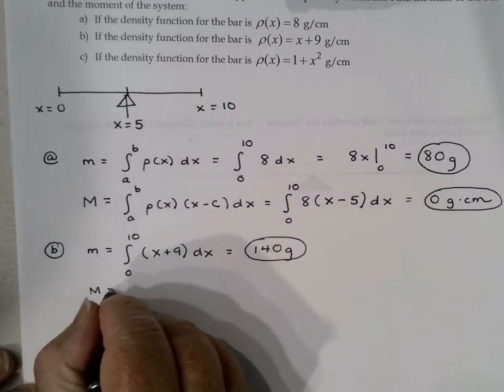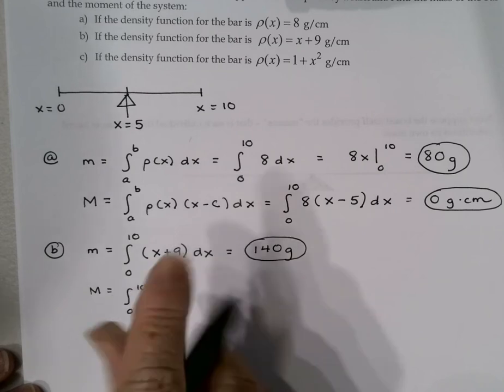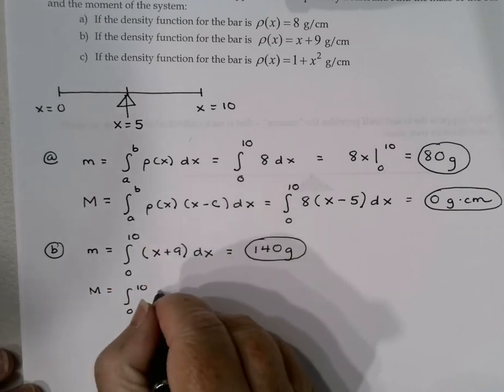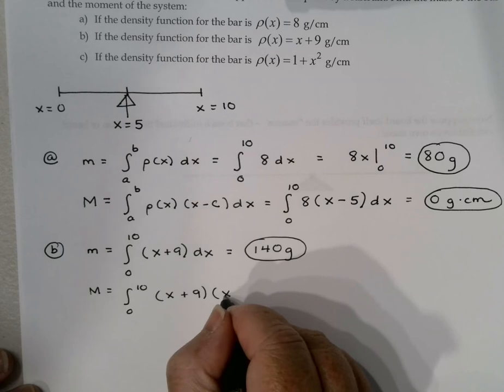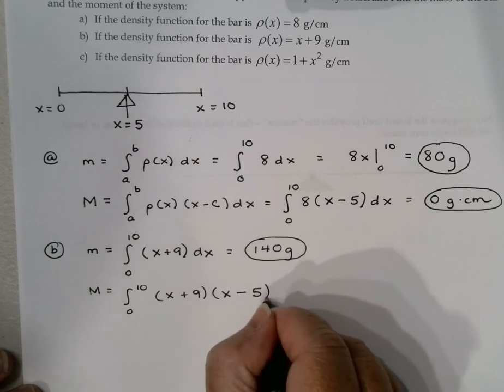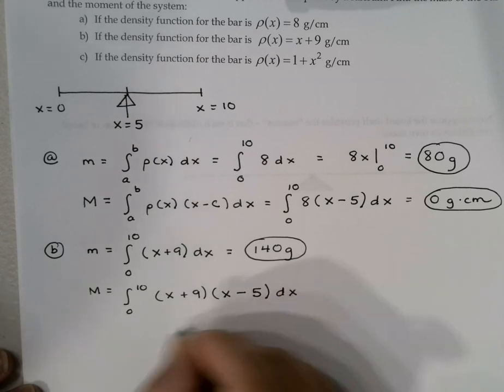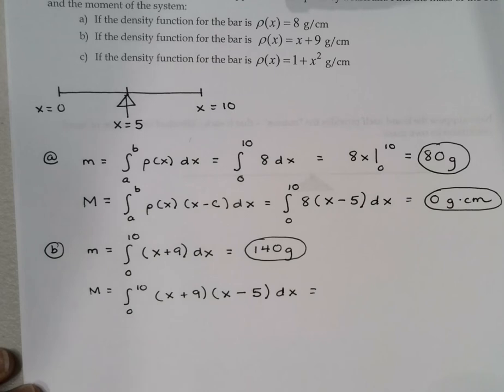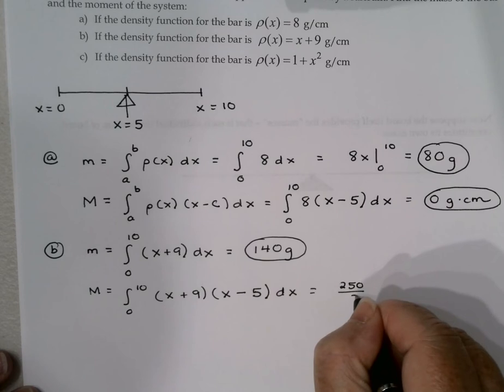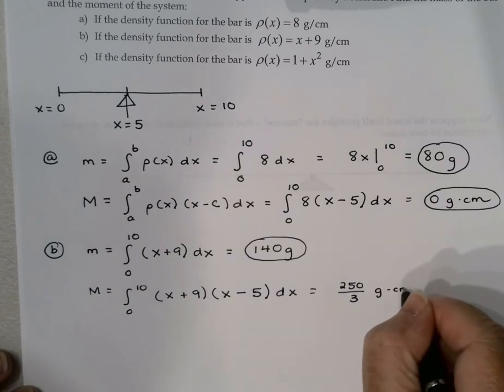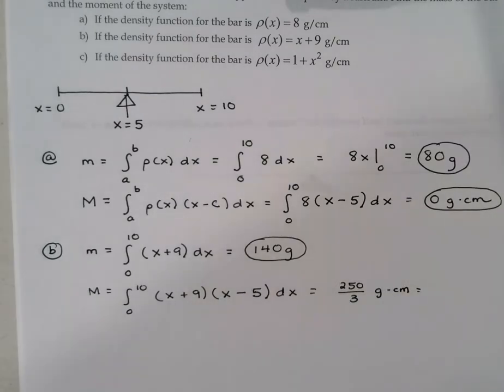The moment, density times x minus c. x plus 9 is my density. x minus the position of my fulcrum, which is 5. And again, just integrate that either by multiplying it out and integrating by hand or by calculator. And I got 250 over 3 grams centimeters, or about, what is that? It's about 83.3.